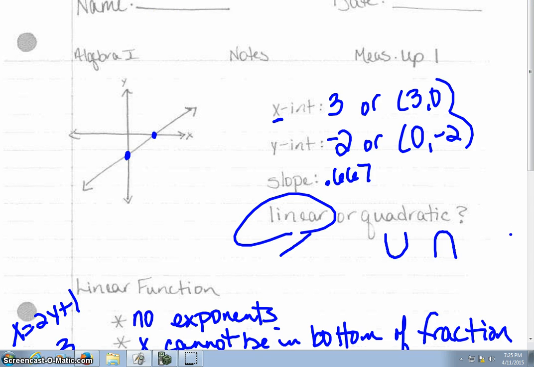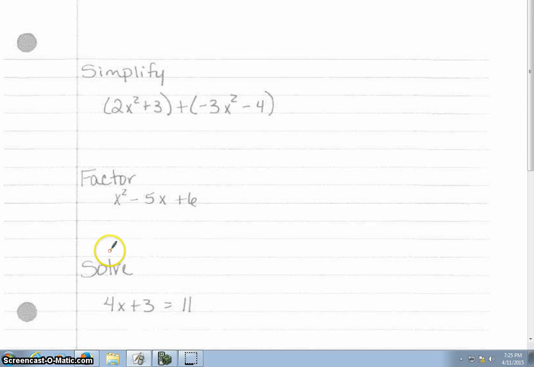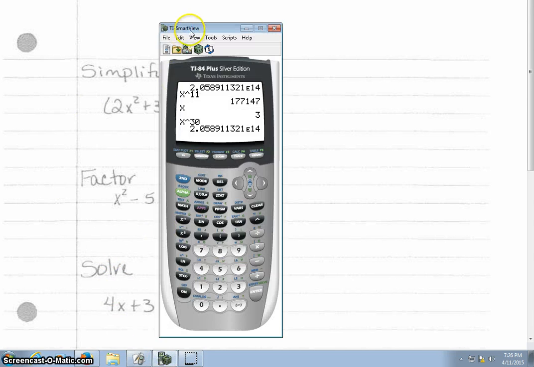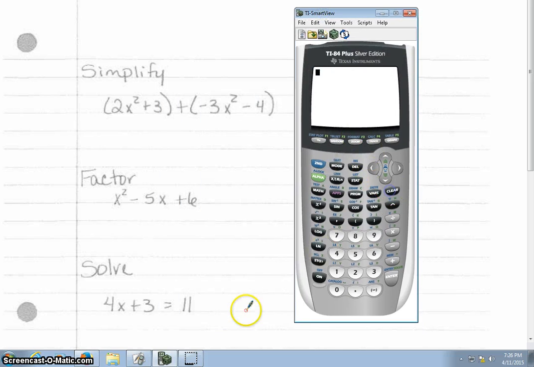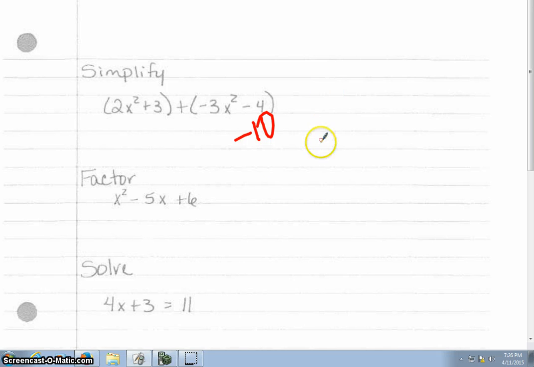Okay, looking at the back, if they want you to simplify something like this, what I want you to do, because I want you to use the calculator as much as you can so that you don't have sign errors, as you go to your home screen, once again, make sure you have something stored for x. I know I do because I just stored it. And then you punch it in just like it looks. So you would do open 2x squared plus 3, close, plus, open, negative 3, x squared minus 4, close, enter. And I would write down negative 10. And then I would do each of my answer choices until I found the one that also gave me negative 10.